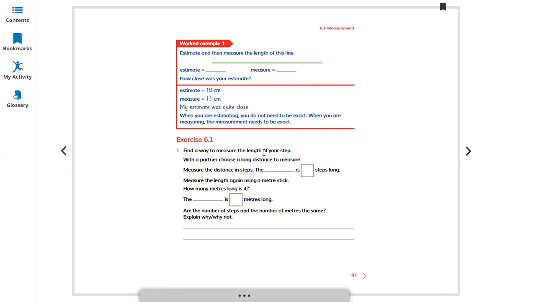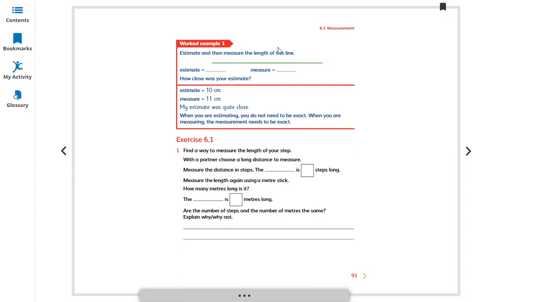Find a way to measure the length of your step with a partner. Choose a long distance to measure. Measure the distance in steps. The distance is blank steps long. Measure the length again using a meter stick. How many meters long is it?